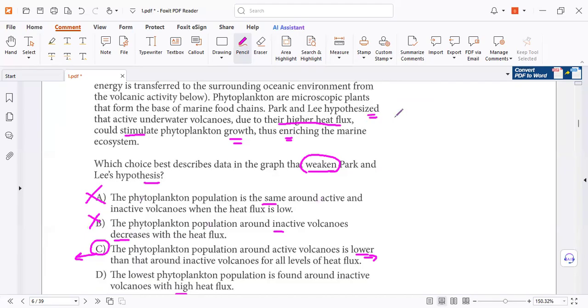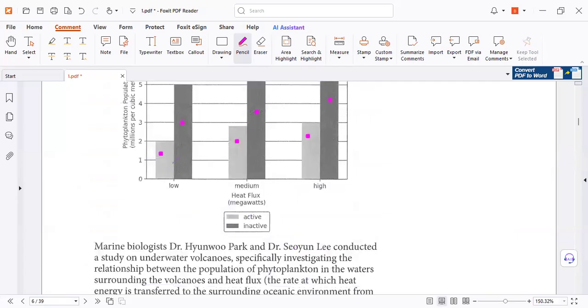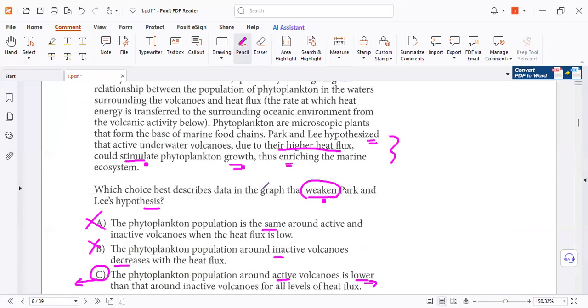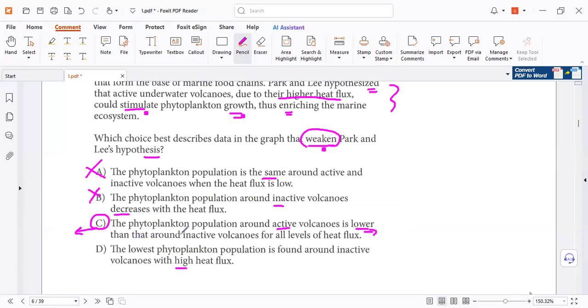But look for the content. Phytoplankton population around active volcanoes is lower than. How lower? It must be more because it's stimulating. That's why we need something opposite, so we can find something opposite to what is mentioned. Is it lower in active? Looking for the active, lower or increasing? It's increasing. Look again, then that around inactive.